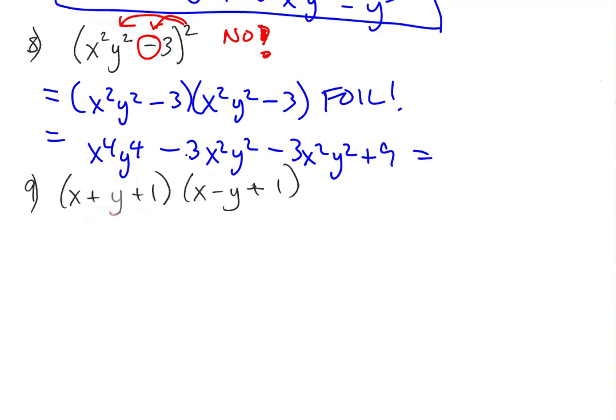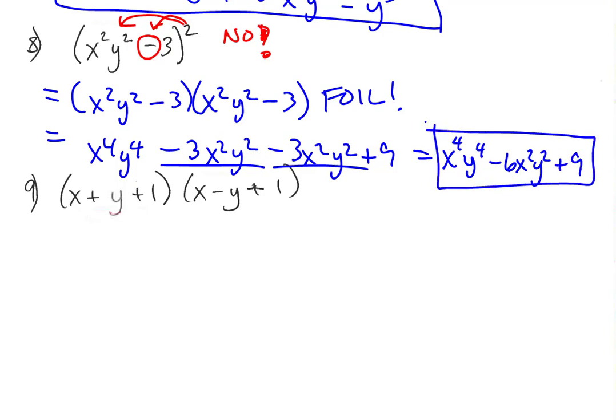You'll notice a couple like terms to combine, the outers and inners. Sometimes that happens. So we'll combine those for our final answer and get x to the 4th, y to the 4th, minus 6x squared y squared plus 9 is our final result.